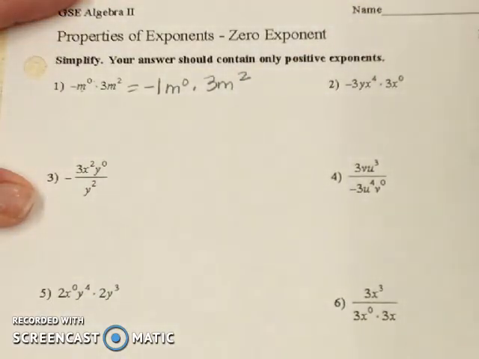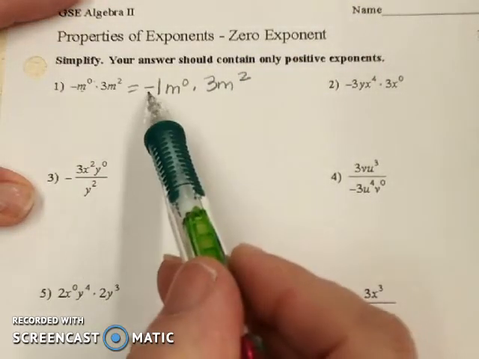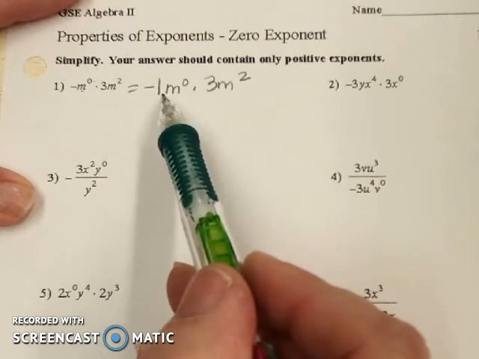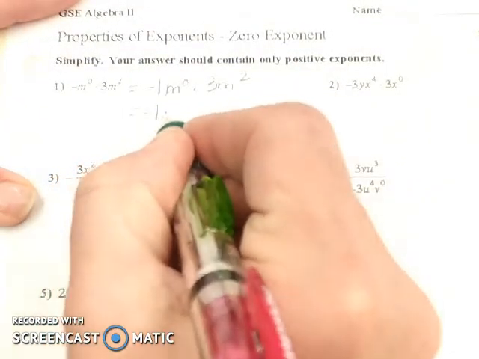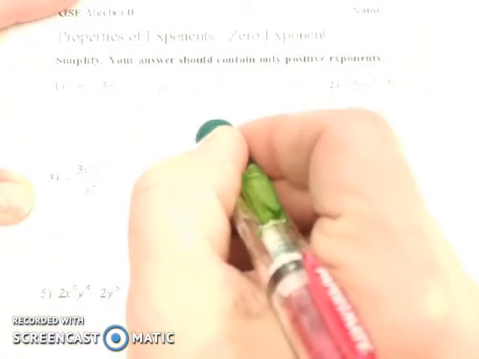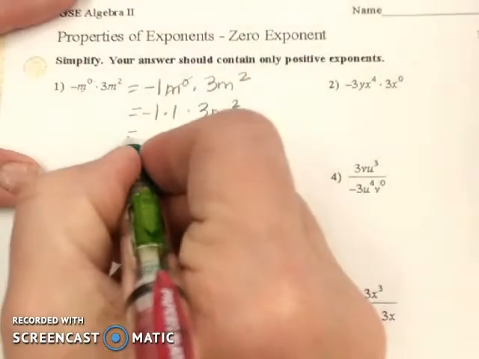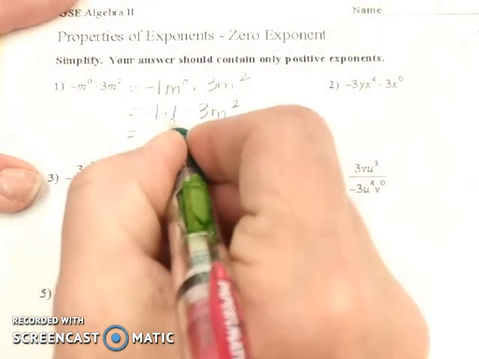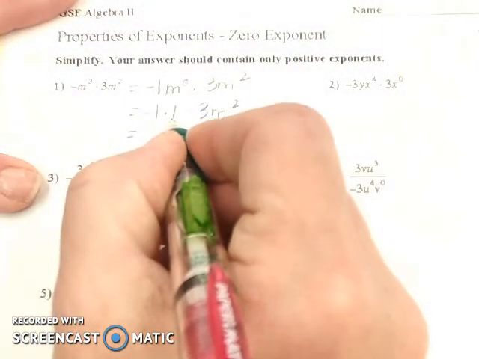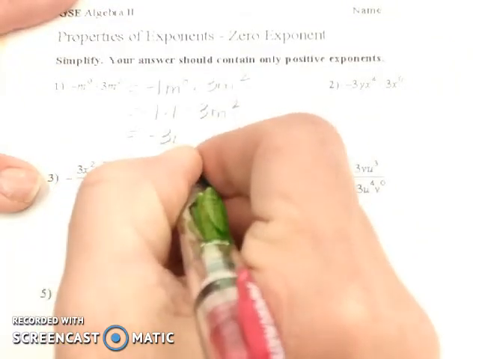Technically, that's what you have. That negative is on that understood coefficient of 1. So this becomes 1. I want to show you everything. Every step I'm doing, I'm going to show you. Which is going to give me negative 1 times 1, which is negative 1. And negative 1 times 3 is negative 3, m squared.